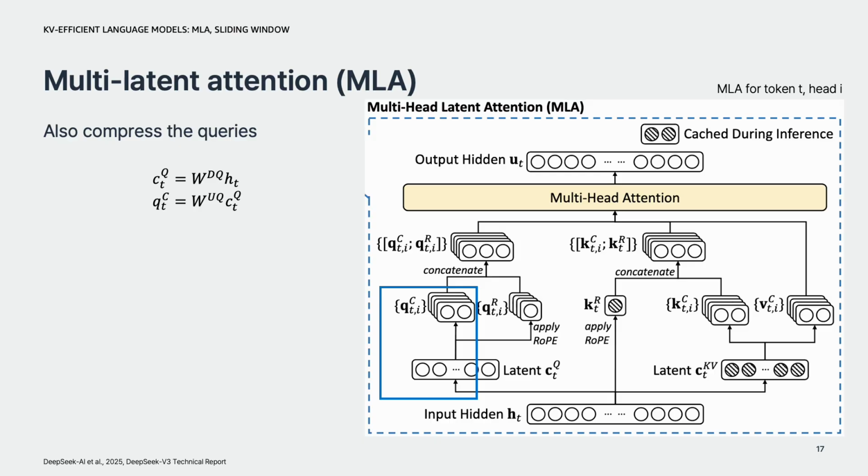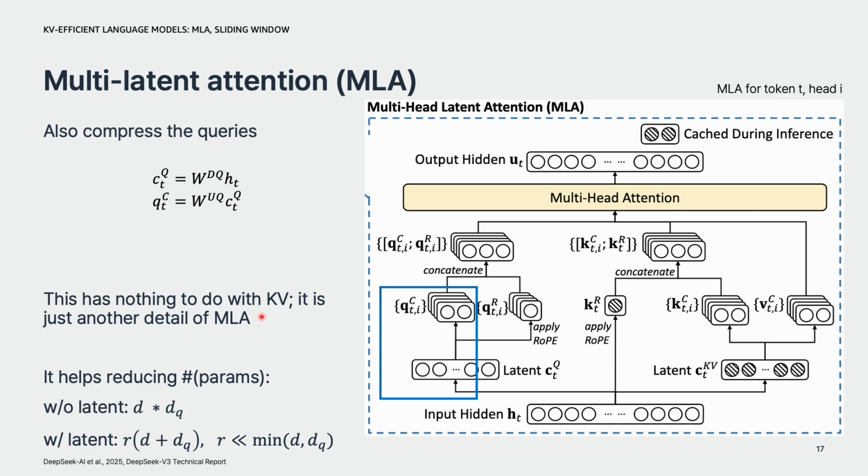One notable characteristic of MLA is that it also compresses the queries. It's basically the same. The H_t is down projected to c_Q, which is the query latent, and the c_Q is up projected back to q_C, which is the query. And if you think about it, this has really nothing to do with KV. It does not reduce KV size or do anything with it. You could just think of it as another detail of MLA.